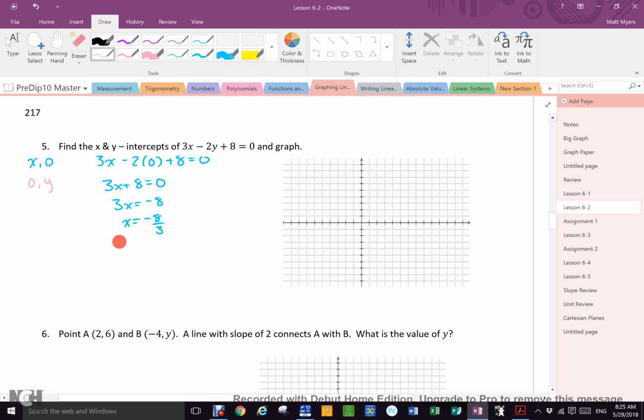I'm going to shift over to Dusty Rose. 3 times 0 minus 2y plus 8 equals 0. Negative 2y equals negative 8. Y equals 4. Now, I have to put these on the graph.